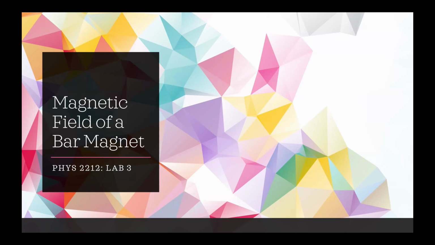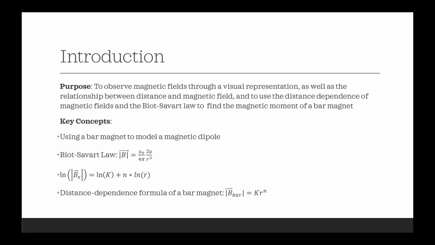Hi, this is the third Physics 2212 lab, magnetic field of a bar magnet. The purpose of this lab is to observe magnetic fields through a visual representation, as well as the relationship between distance and magnetic field, and also to use the distance dependence of magnetic fields and the Biot-Savart law to find the magnetic moment of a bar magnet.